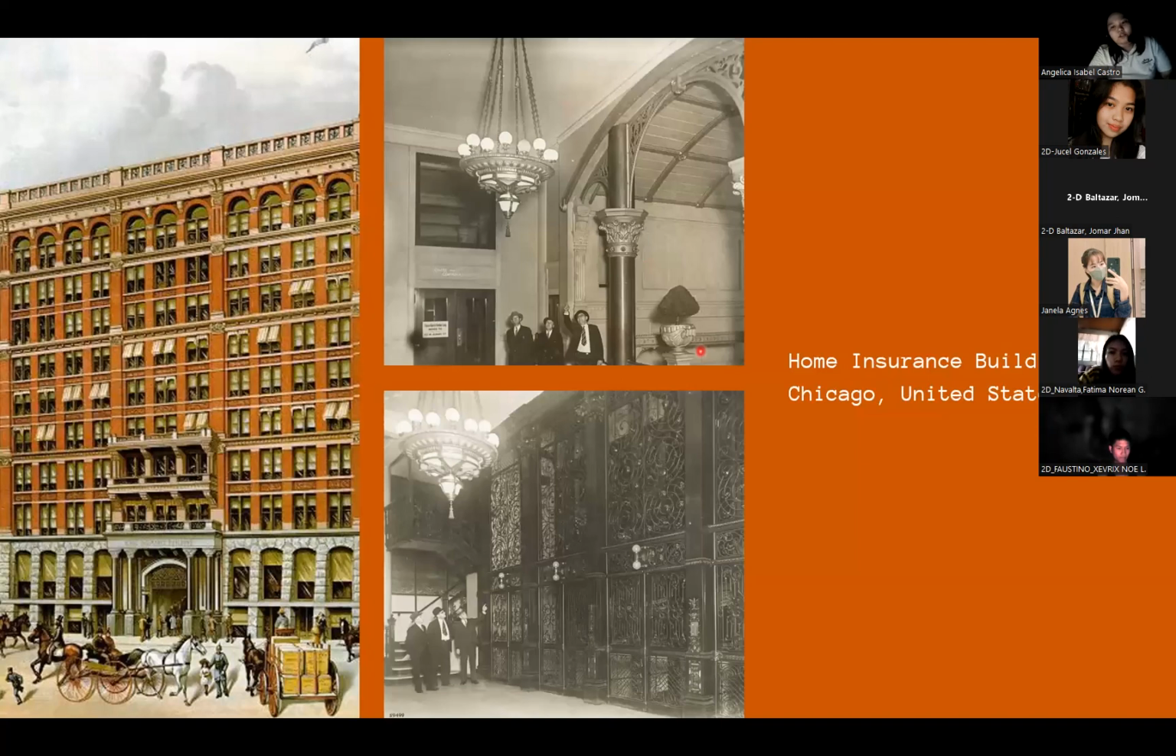So this is your Home Insurance Building in Chicago, Illinois. What can you say about it now? Anything that you can say about how it looks like? May arches pa rin, meron pa ring element ng revivalist, 'di ba? But anyway, what made it count sa modern day architecture natin is this one. What are these?